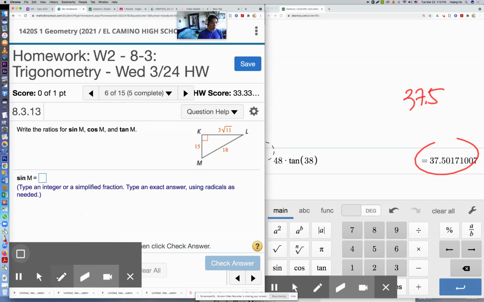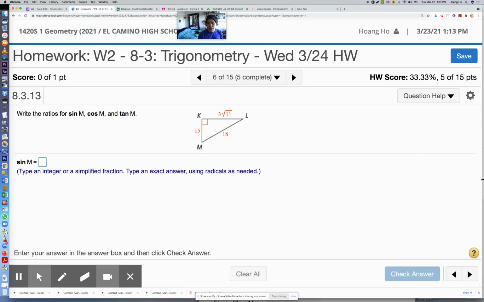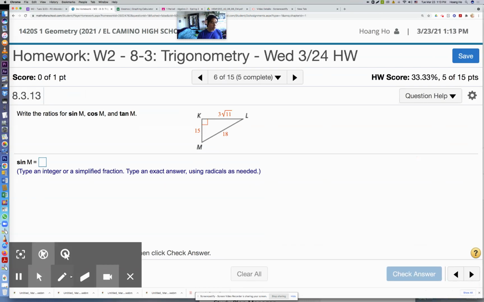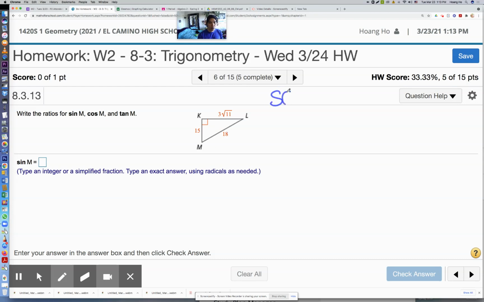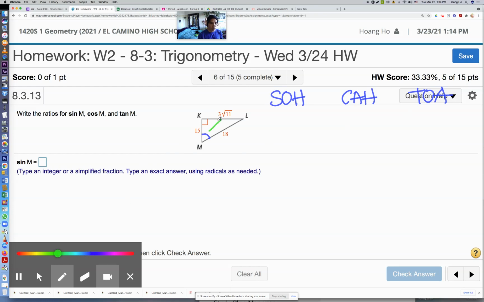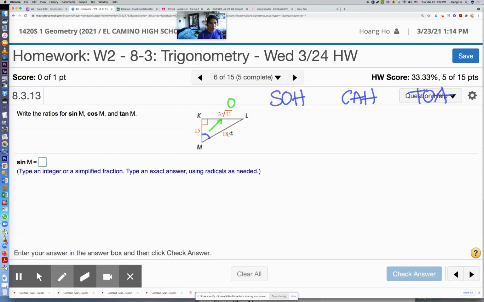All right, maybe I should do the full screen for this because I don't need a calculator yet. Okay, now sing the same song again. SOH CAH TOA. Okay, you need to find sine of angle M. So take a look at angle M. This is opposite. This is hypotenuse, 18, always hypotenuse. And then adjacent, that's 15.